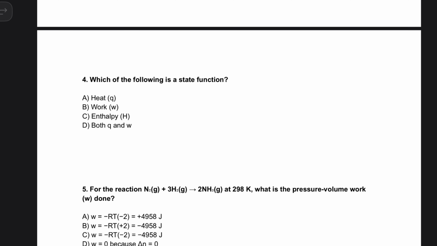Okay, question 4. Which of the following is a state function? Remember that state functions do not depend on the path that is taken. So both heat and work depend on the path, but enthalpy does not. It's a state function and it only depends on what we start with and what we finish with.